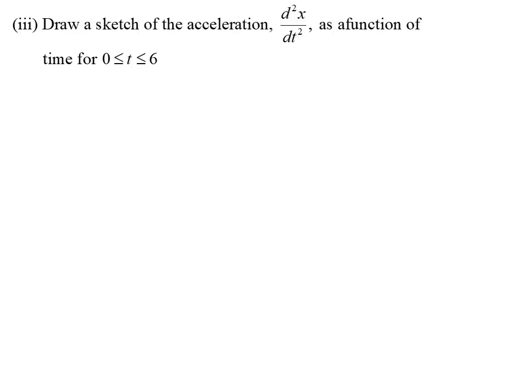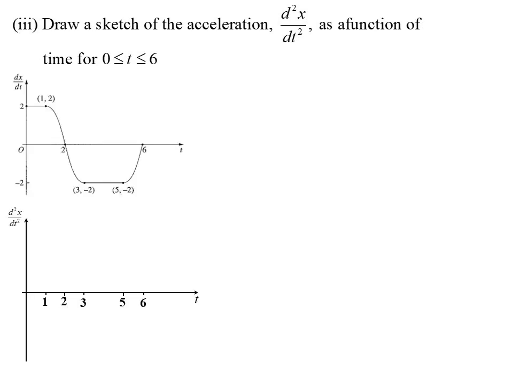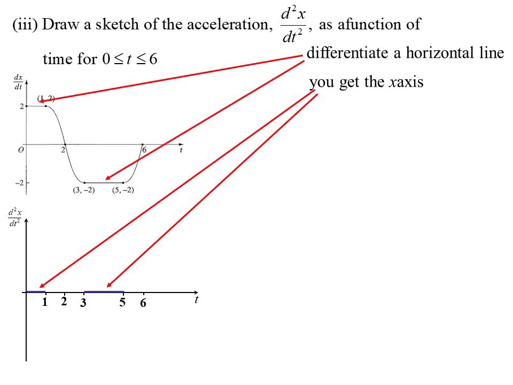Draw the acceleration graph this time. So we have a velocity graph. This time we're going to draw acceleration. In other words, draw the derivative graph. Okay, let's put it underneath, label some key points. Here's how I do it. Well, I'm going to differentiate a horizontal line. Differentiate a constant, you get 0. So in other words, we're going to be on the x-axis at those 2 points. So we'll just travel on the x-axis.